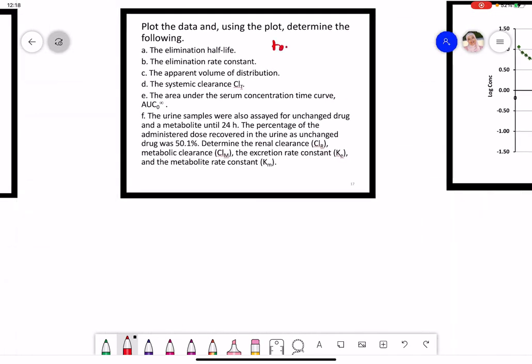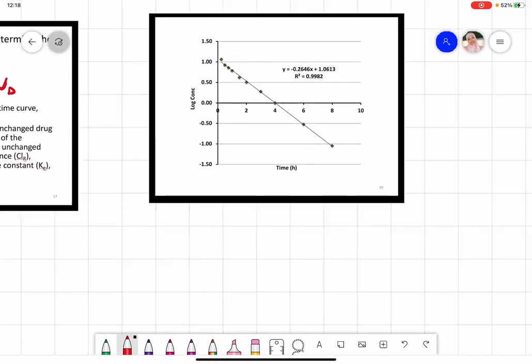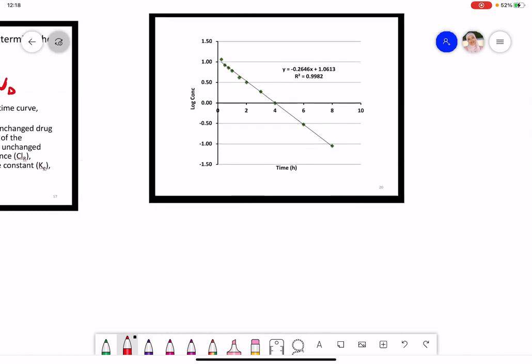We need to determine half-life, K, apparent volume of distribution, total clearance, and area under the curve, serum concentration. Then we'll go back to this. Okay, first of all, we have concentration in microgram per milliliter versus time. And again, you need to draw it or profile it using the right axis. So in here we have log concentration versus time in hours, and this is our linear regression equation of log Cp versus time.